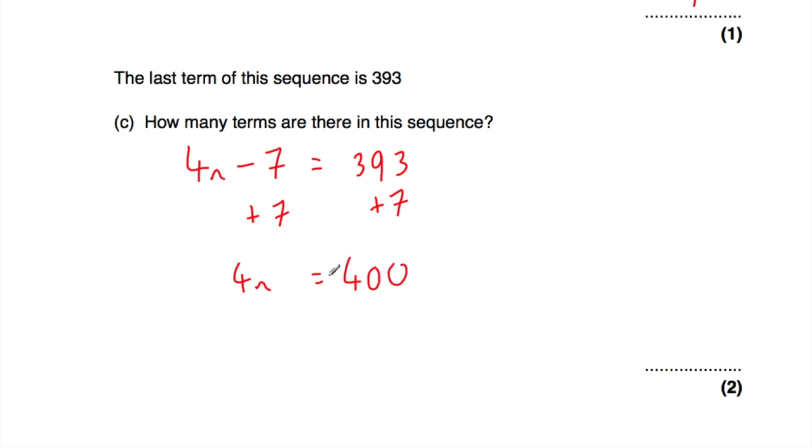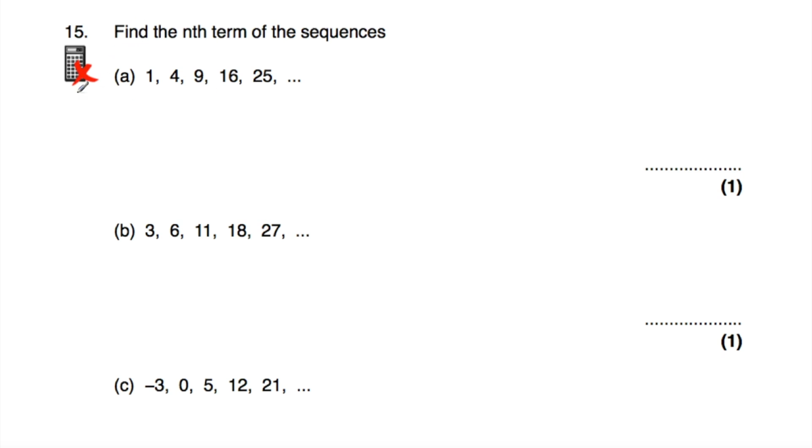And now this is quite nice. We want to find out what n is. Well, 4 times 100 is 400. Or divide both sides of the equation by 4 and get that n is equal to 100. So there's 100 terms in that sequence. And that's it. Okay, let's have a look at our next question, question number 15.